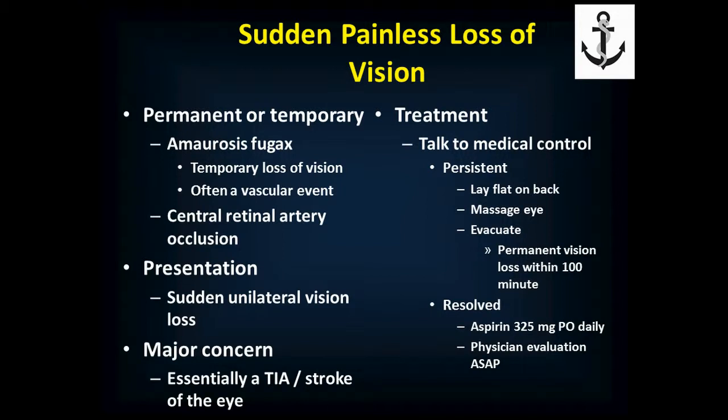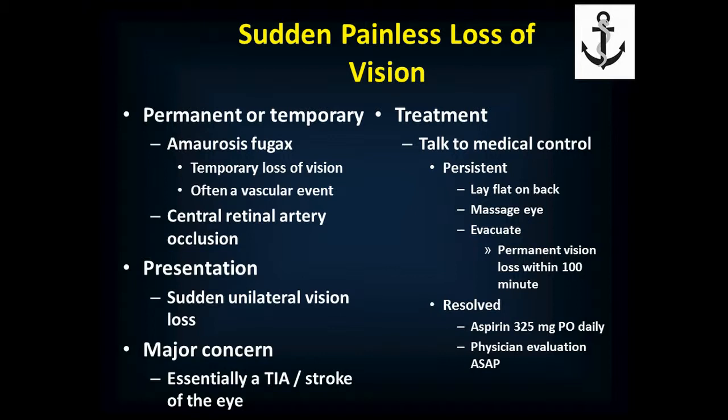Now, patients may also present with sudden painless loss of vision. And this is really concerning. It can be permanent or temporary. Typically, it'll start with temporary episodes, what's called amaurosis fugax. So it's temporary loss of vision, unilateral. It's typically a vascular event. And then the vision comes back. And it only affects one eye. And it may occur more frequently, or it may be a first-time event for someone when they present to you.